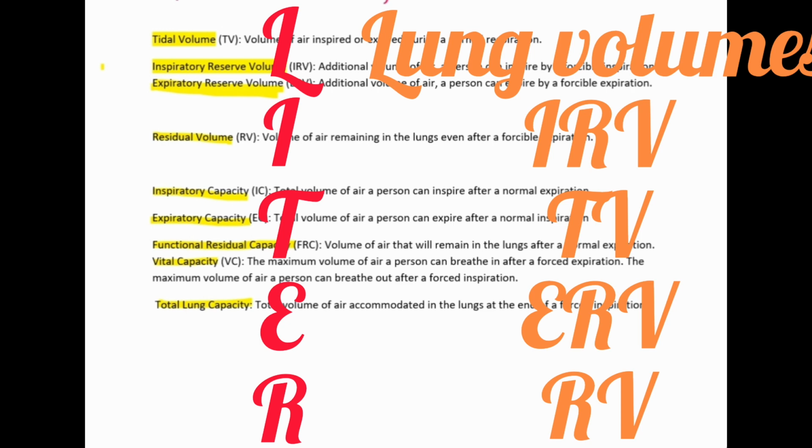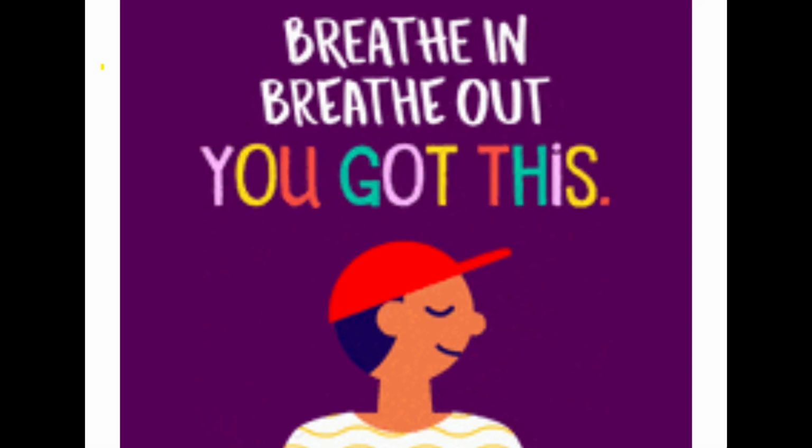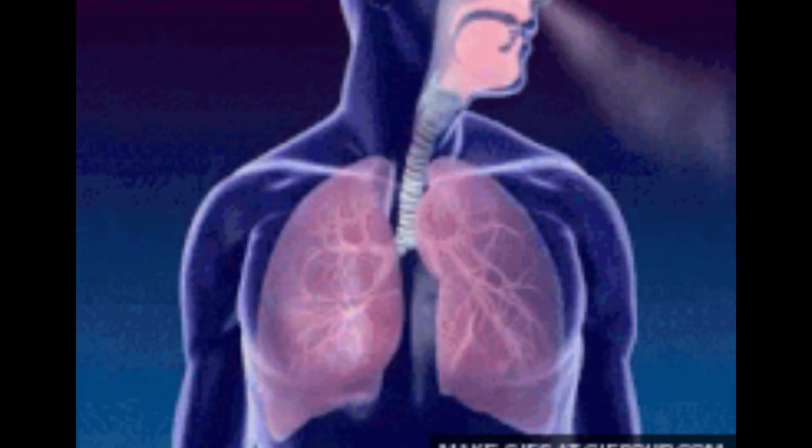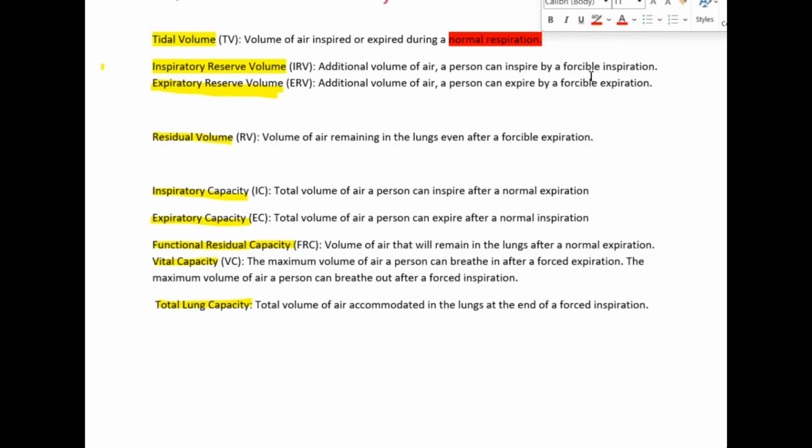Firstly, we need to understand what is tidal volume. It is very simple. Imagine and do the process as we discuss the definition. Tidal volume is the volume of air which is inspired or expired during normal respiration. What is the volume of air which is inspired during normal inspiration? That is tidal volume. And the volume of air which is expired during normal expiration, that is tidal volume, right? So you understood the definition of tidal volume. This tidal volume is equal to 500 ml.